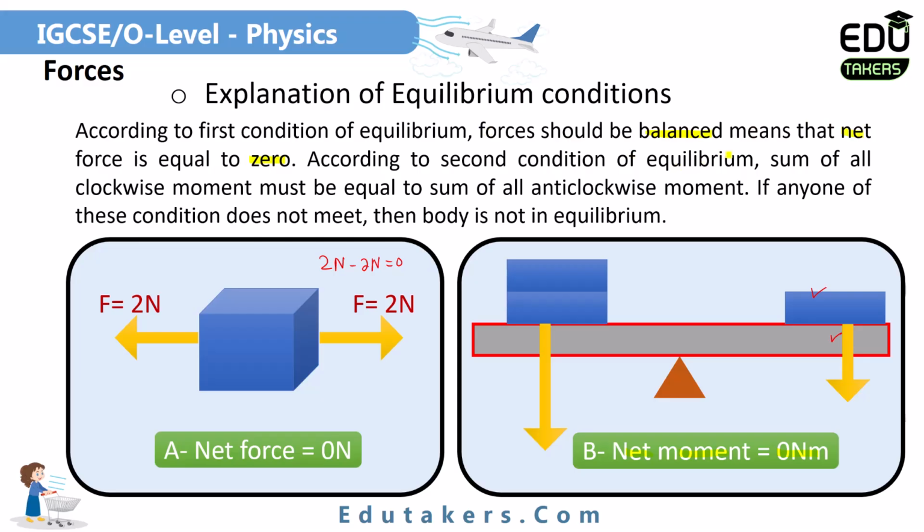According to the second condition of equilibrium, the sum of all the clockwise moments must be equal to the sum of all anti-clockwise moments. When the sum of clockwise moments is equal to the sum of anti-clockwise moments, in this case the net moment would be equal to 0, which is the second condition of equilibrium. If any one of these conditions does not meet, the body is not in equilibrium. For a body to be in complete equilibrium, both of these conditions have to be satisfied.